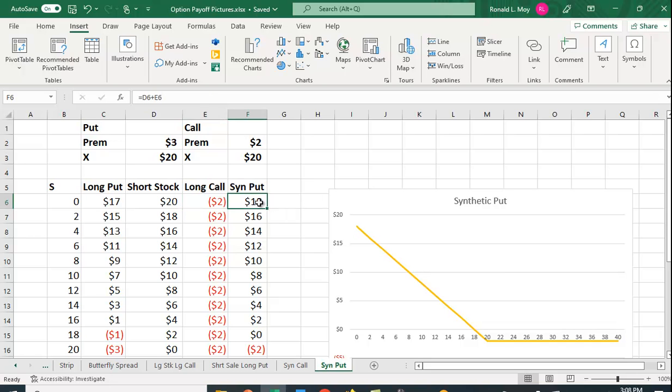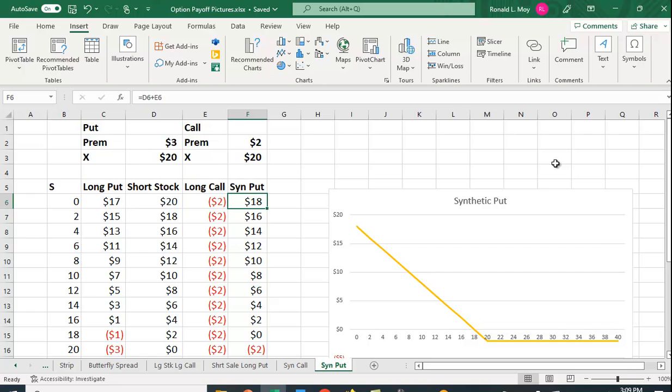The synthetic put is just adding these two together. I don't know how well you can see it on your screen. It's just going to be D6 plus E6, and we'll just copy it down. So this is a great way to get a better understanding of some of these different positions. Excel is great because you can copy the calculations down. You don't have to do one at a time by hand. And then you can graph the different positions and look at them in different situations.